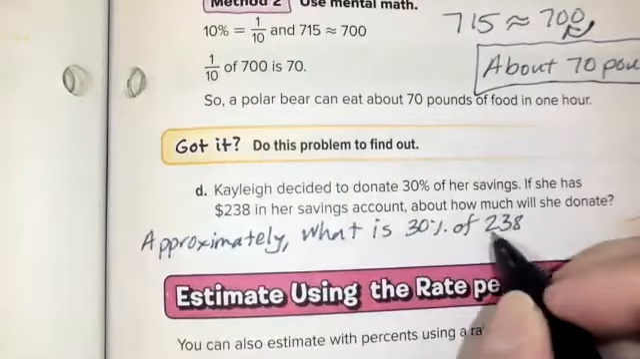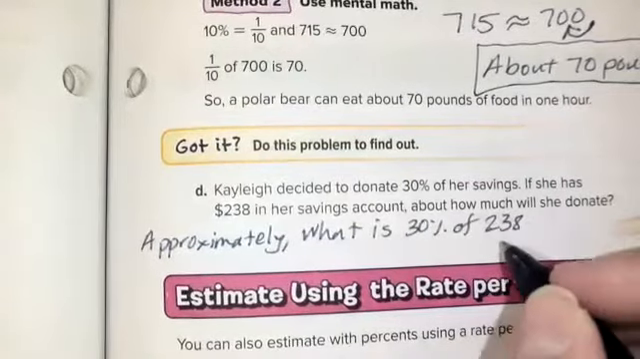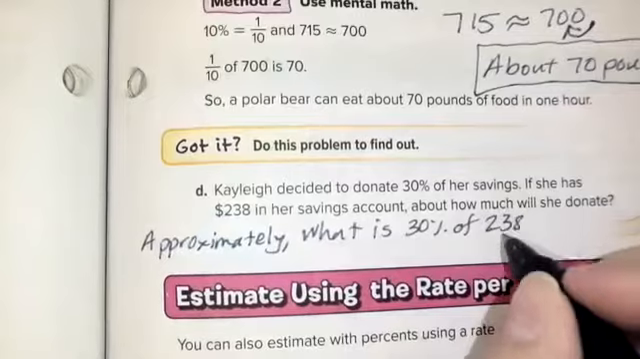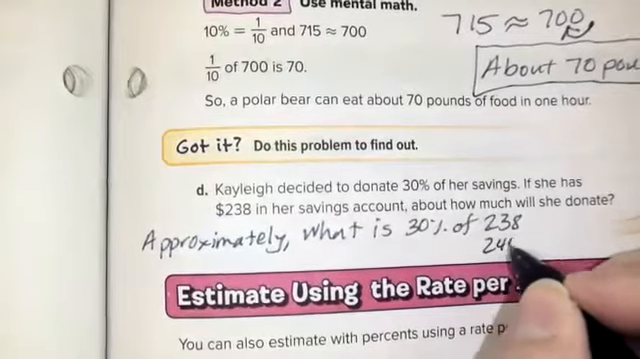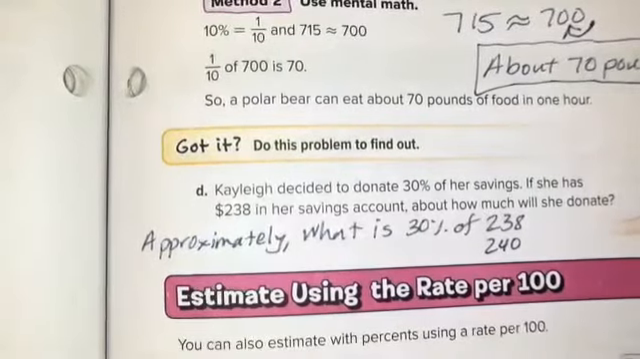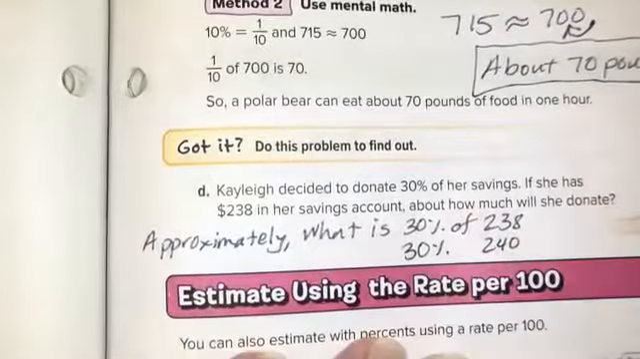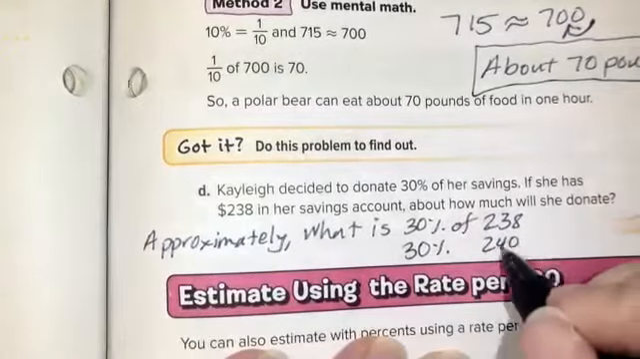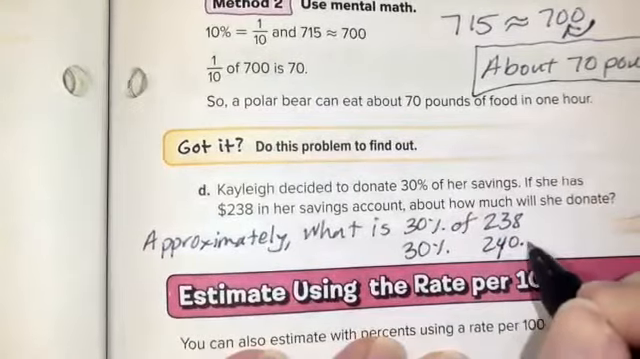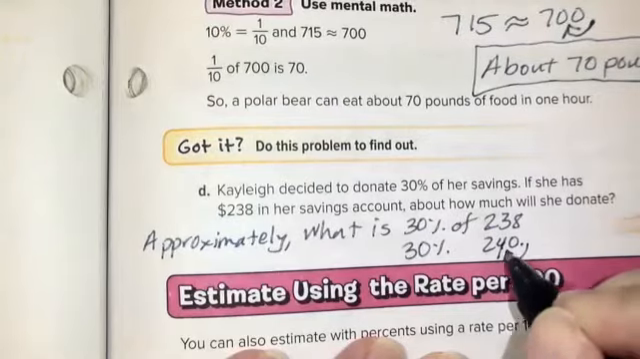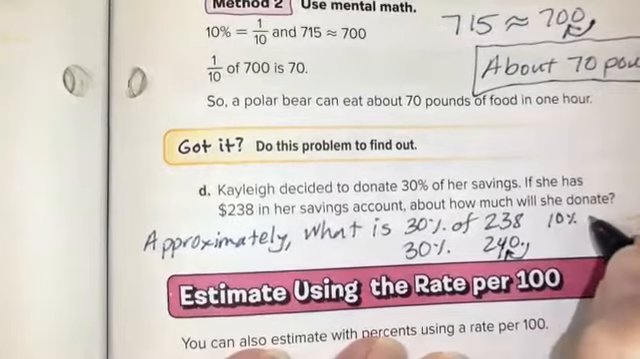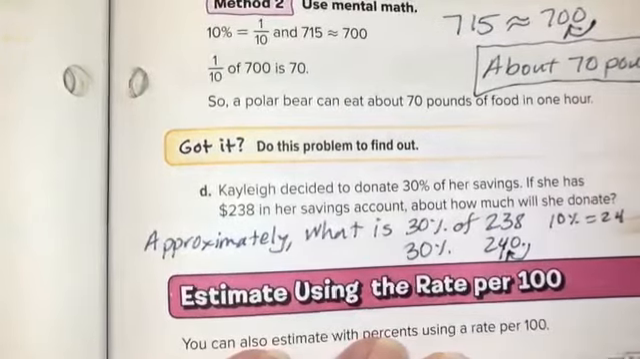Actually, I'll round that. So I'm going to say between 200 and 250, I'm going to round that to 250. No, I'll do 240. 240 is a little bit closer. Okay, so if I took 30% of 240, so 10% would be 24. So if I take 10%, I just move my decimal one place to the left. So 10% is 24, all right?